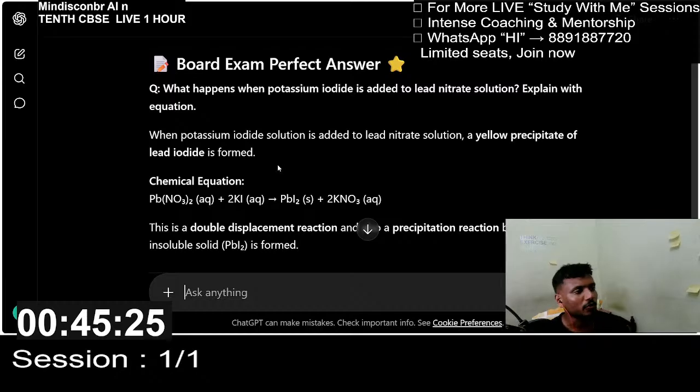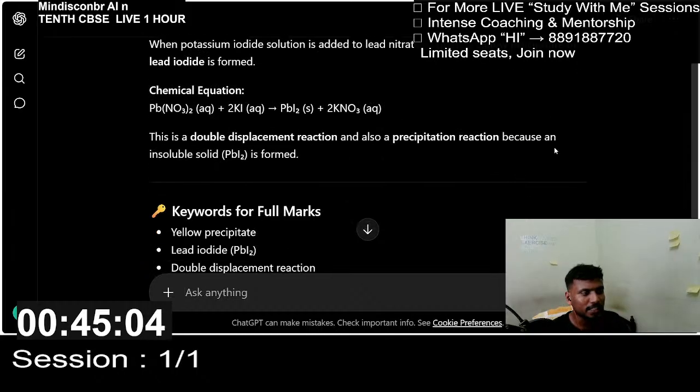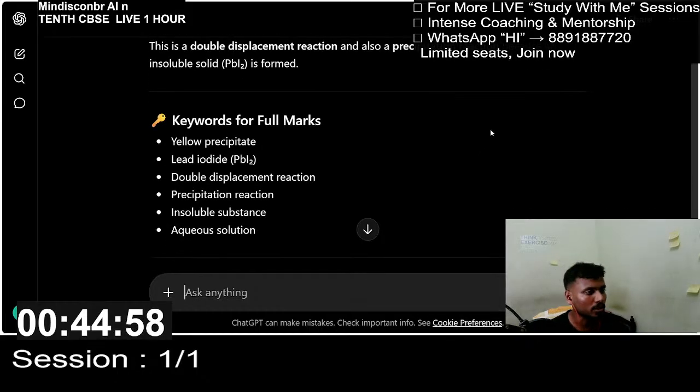Board exam perfect answer. What happens when potassium iodide is added to lead nitrate solution? Explain with the equation. When potassium iodide solution is added to lead nitrate solution, a yellow precipitate of lead iodide is formed. The chemical equation is Pb(NO3)2 aqueous plus 2KI gives PbI2 solid plus 2KNO3 aqueous. This is a double displacement reaction and also a precipitation reaction because insoluble solid PbI2 is formed.